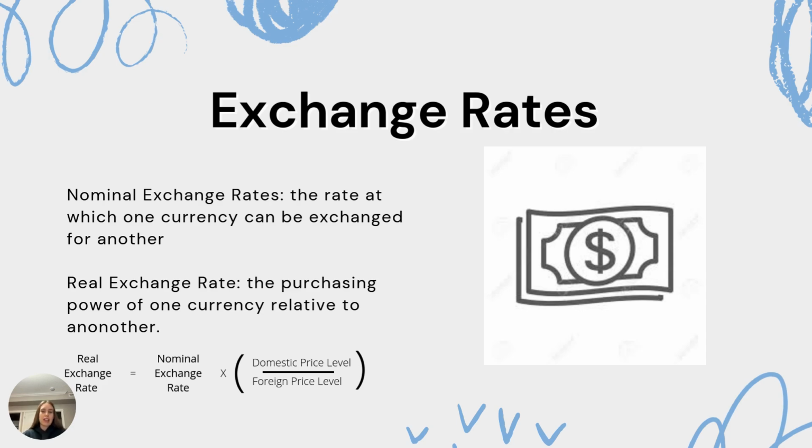That's like the rate that one Canadian dollar can be directly exchanged to however many US dollars or cents, most likely. The next rate is the real exchange rate. This rate defines the purchasing power of one currency relative to another currency. It is adjusted for price levels, inflation, and how to calculate this rate is at the bottom. So the real exchange rate is the nominal exchange rate times the domestic price level divided by the foreign price level.